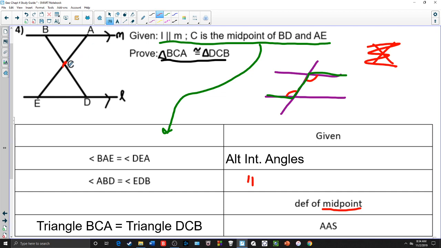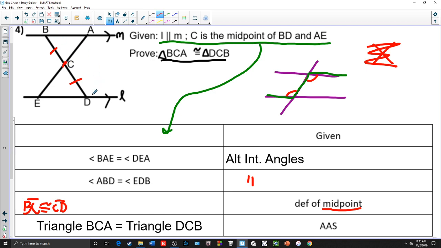So the first case would be, let's just take BD first. C is in the middle of BD. Well, that means C cuts BD in half. So what you would say is that the first half of this line, B to C, first to middle, is congruent to the second half, middle to end. So BC congruent to CD. You can write that in here: BC congruent to CD. That could be by definition of a midpoint because C is in the middle.